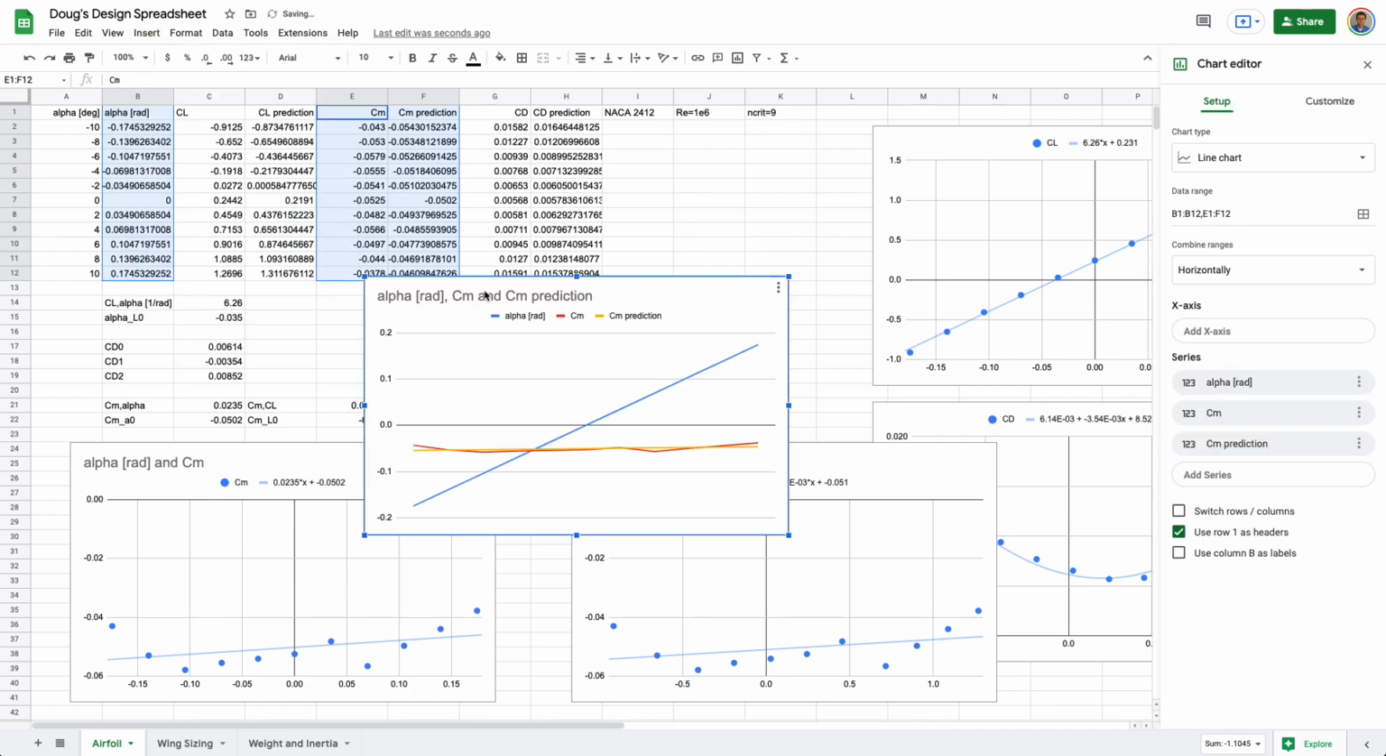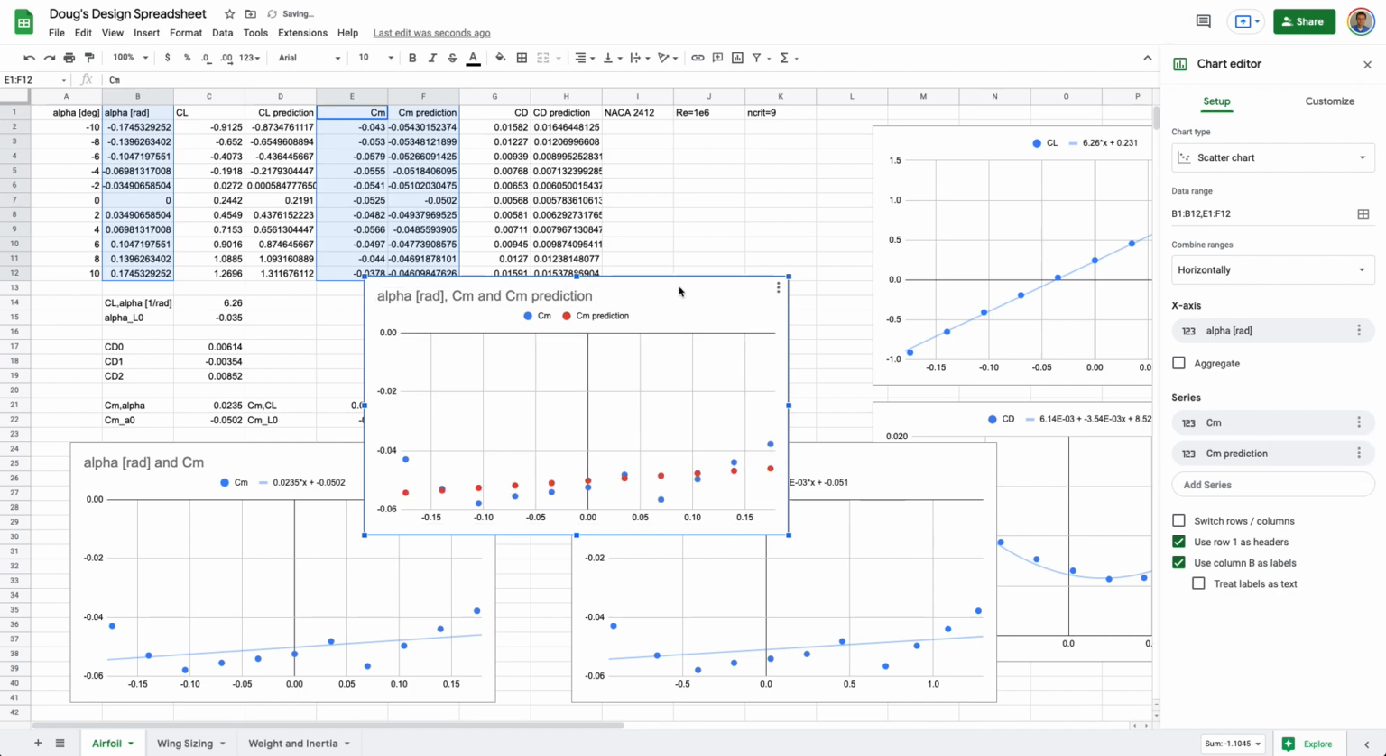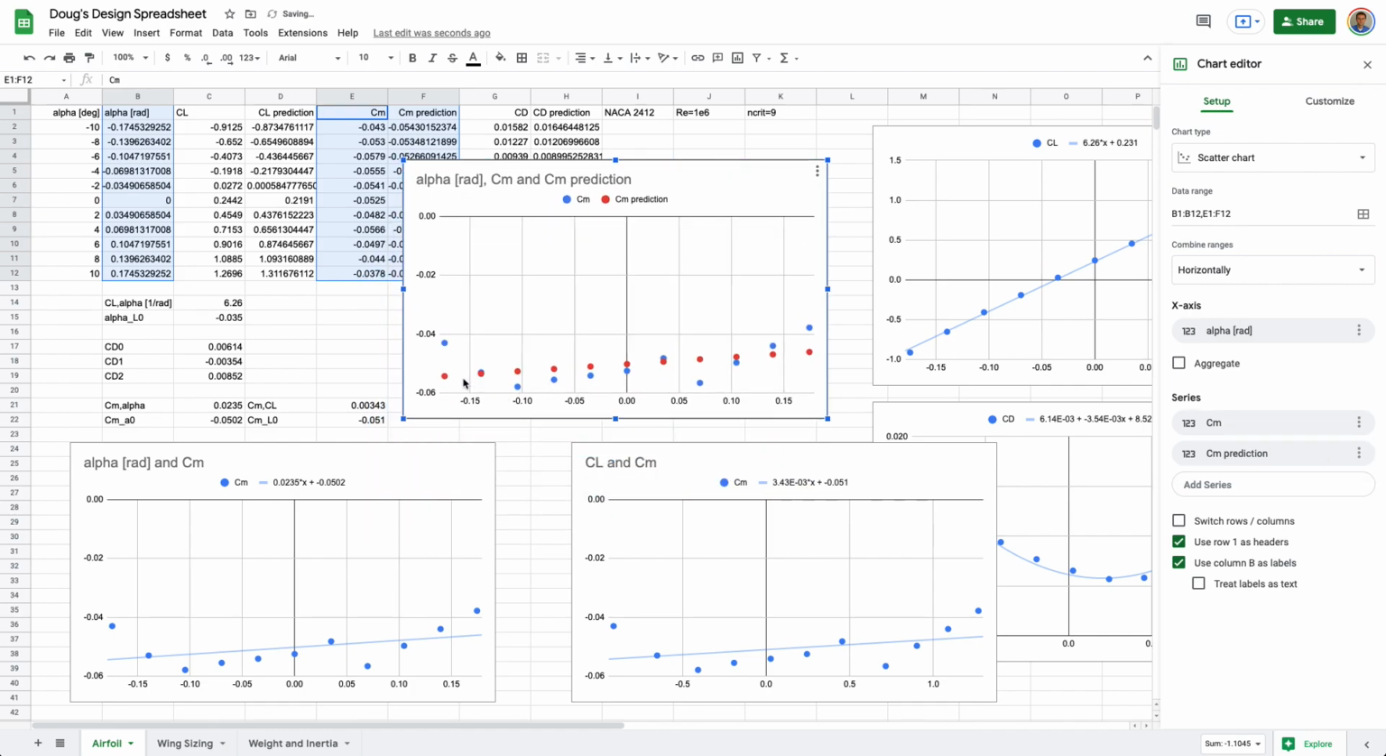So we'll insert a chart. And we want this again to be a scatter, and the x-axis we want angle of attack. And okay, so there we go. So there's the blue again is the actual data, and it looks identical to this plot here, right? And then the red should basically represent this line that goes through it.